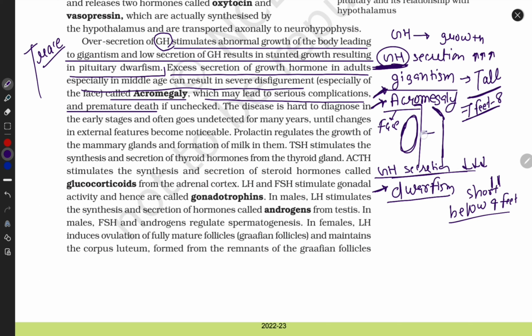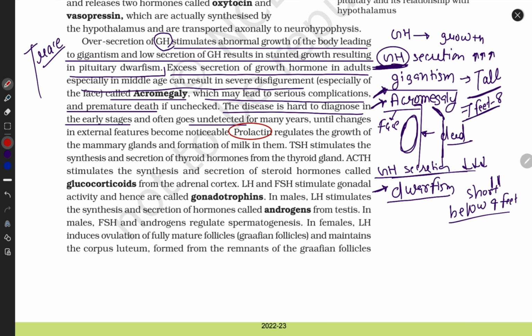If this person doesn't take proper medicine to cure it, then he can also die. The disease is hard to diagnose in the early stage. This is the problem. This disease can't grab you in childhood because this is the growing period of a child, not even young age, not even adult. All right, this is undetectable. Now let's move towards our other hormone.